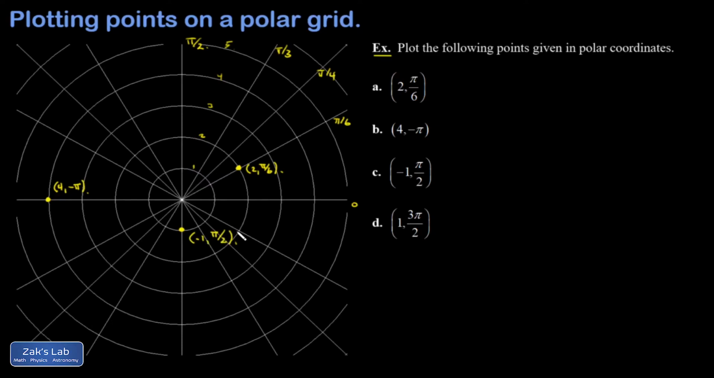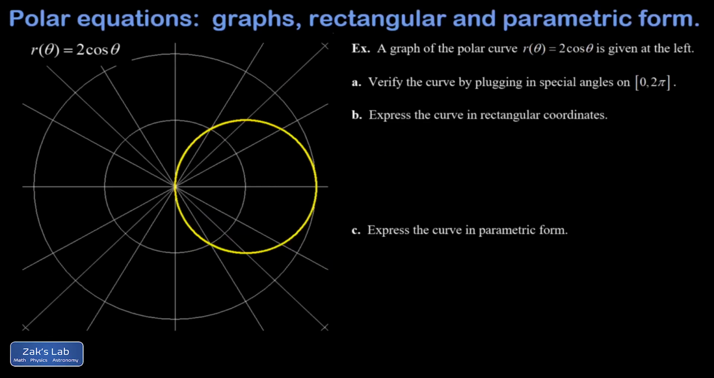And again, to highlight the ambiguity with polar coordinates, we're asked in part D to plot the point 1, 3 pi over 2. Well, 3 pi over 2 is straight down. And if I go 1 unit in that direction, I land on exactly the same point as negative 1, pi over 2. Next, we're going to check out a polar equation.